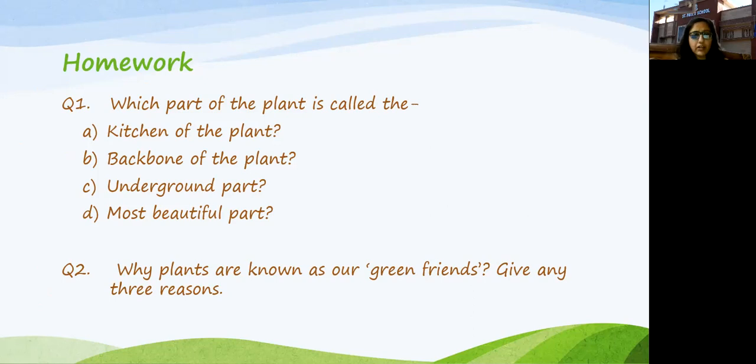Third one is underground part. Which part of the plant is called the underground part? You have to write which part is underground. Most beautiful part. Okay? So I hope you are able to answer all of these.